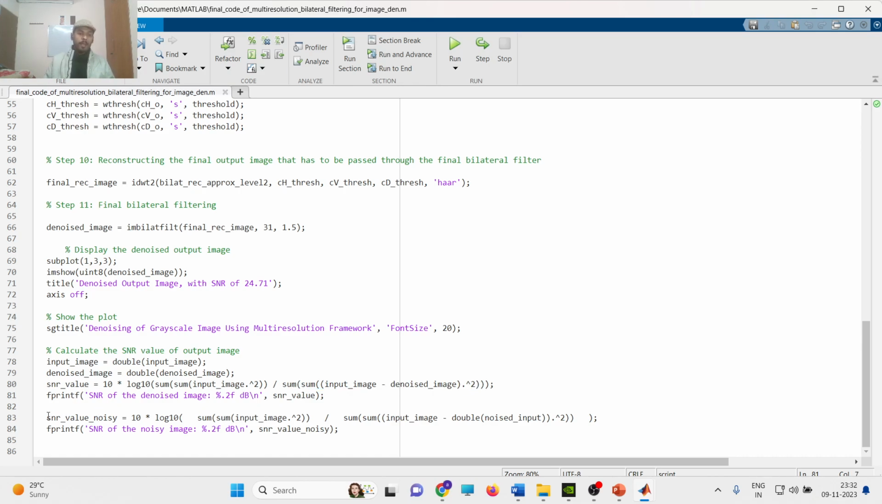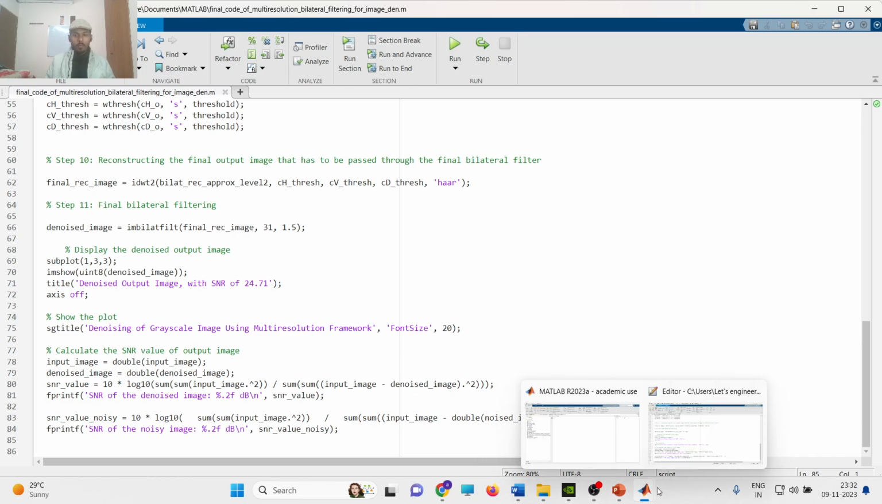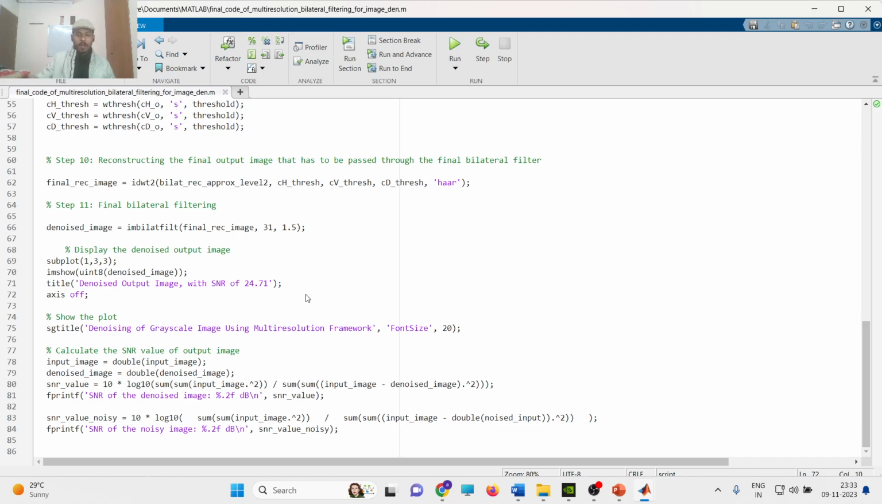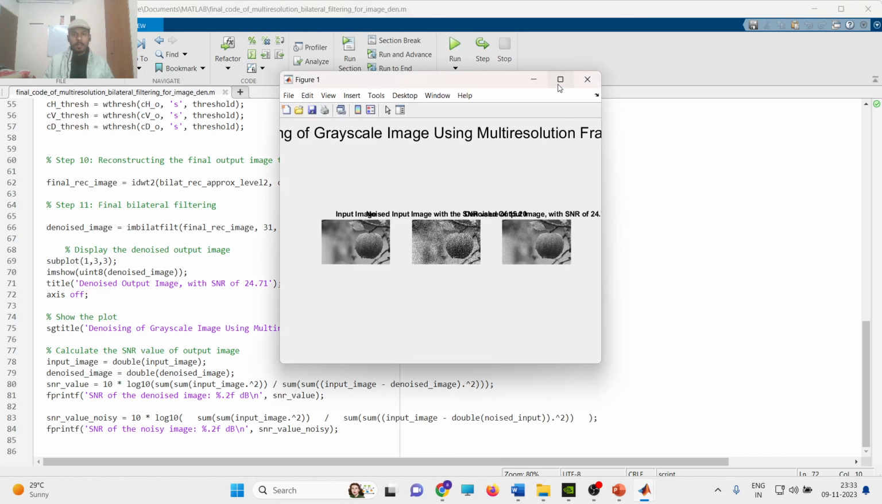Similarly, I am calculating the SNR value of my noisy image, which is the input power minus the noise power of the noisy image. So finally, let's just run this code and see the output. Because a lot of bilateral filtering is happening, this code takes some time to run. And yeah, we can see the output here.